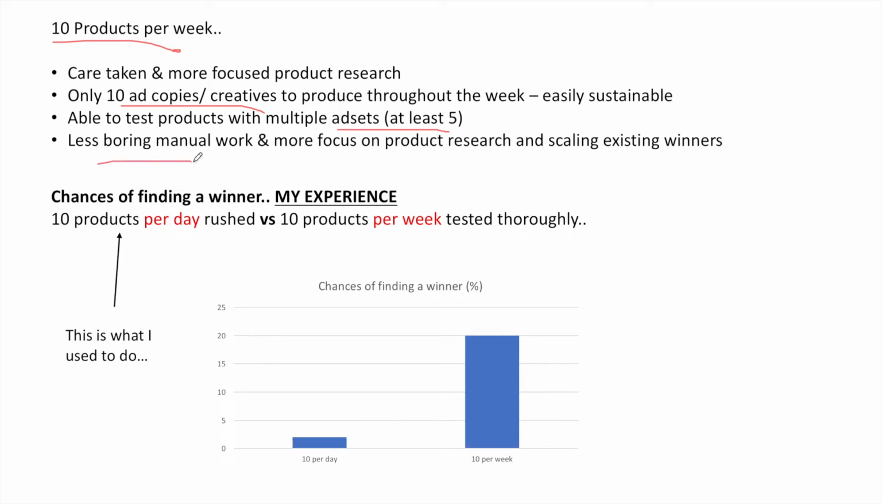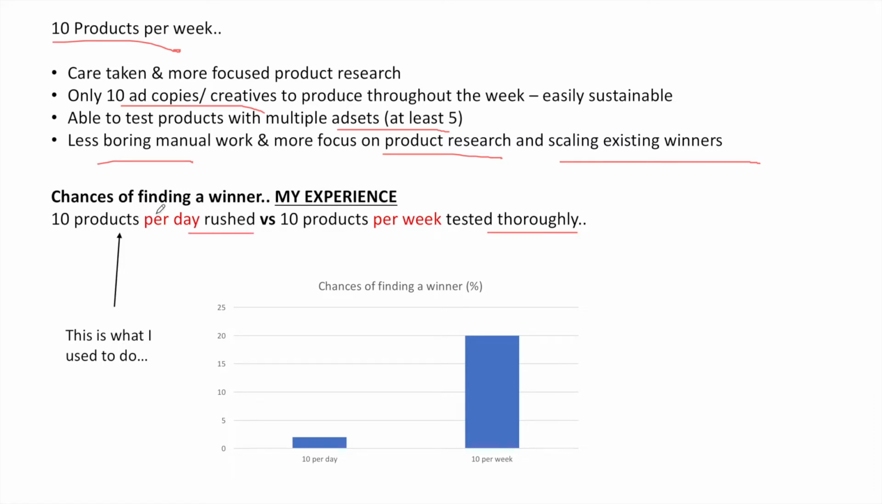There's also way less boring manual work like creating videos and things like that, and you can focus much more time on the things that matter: product research and scaling winners. That is literally dropshipping in a nutshell. You shouldn't be spending all your time doing this. You're not a video editor, you're a business person, you're an entrepreneur who's scaling businesses. You shouldn't be just editing videos all day. So here's kind of a rough estimate of your chances of finding a winning product that you can scale, doing 10 products per day rushed versus 10 products per week that are tested thoroughly.